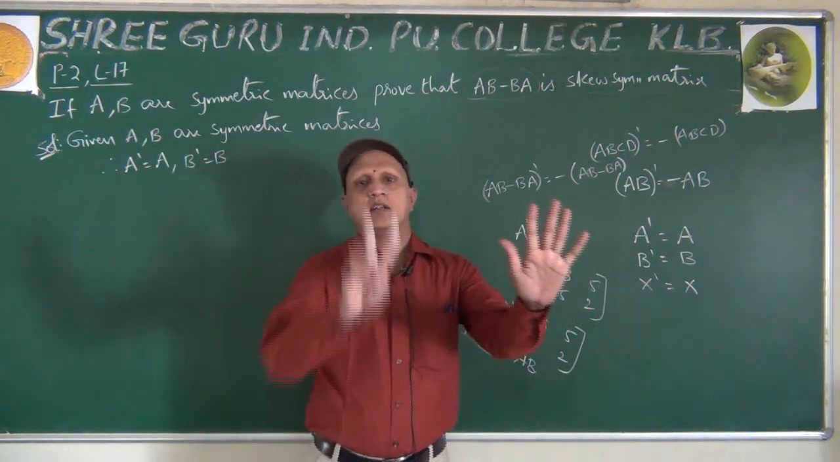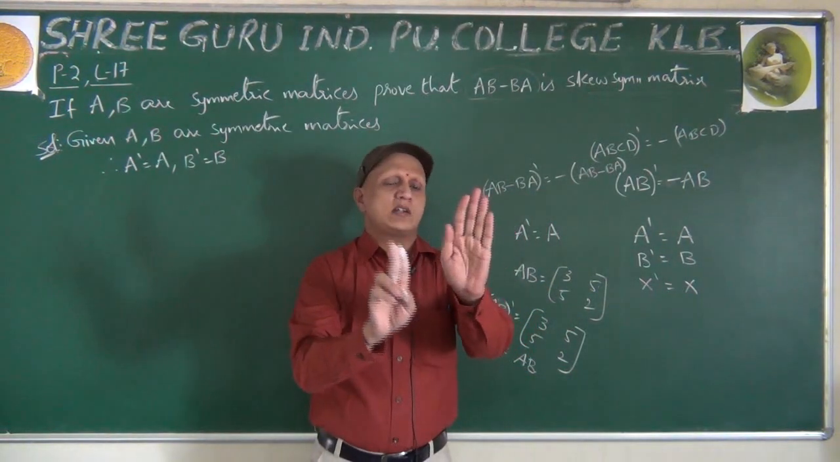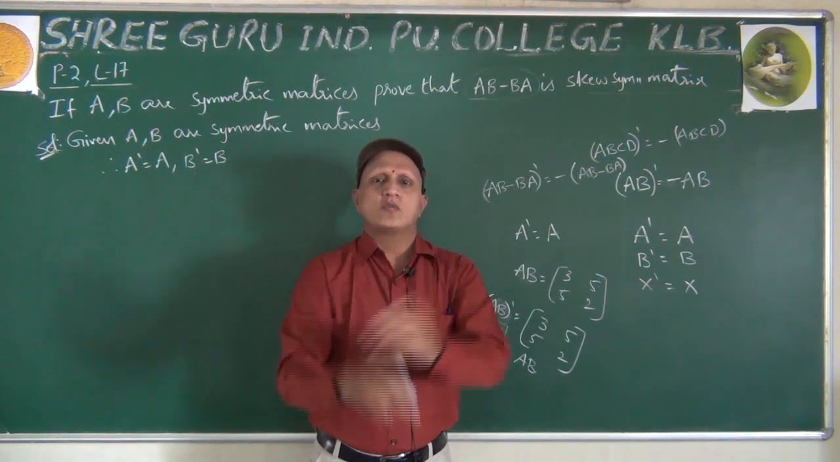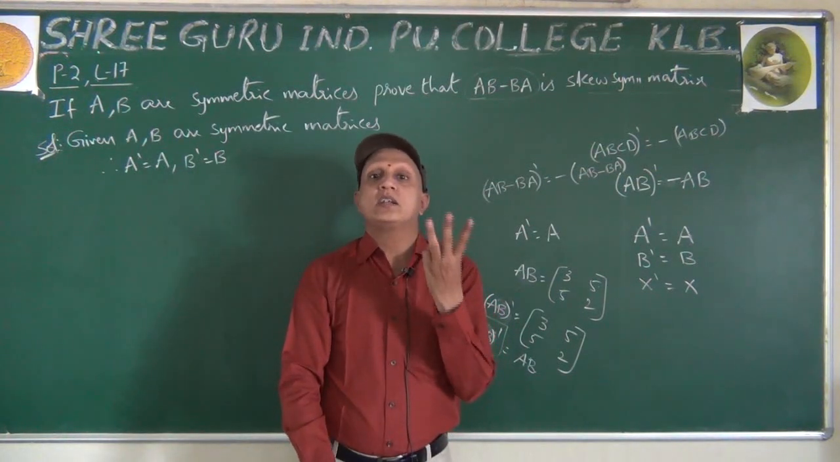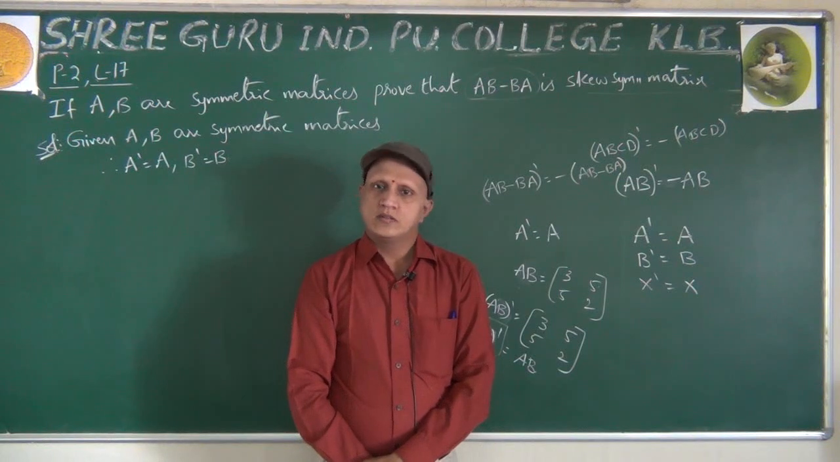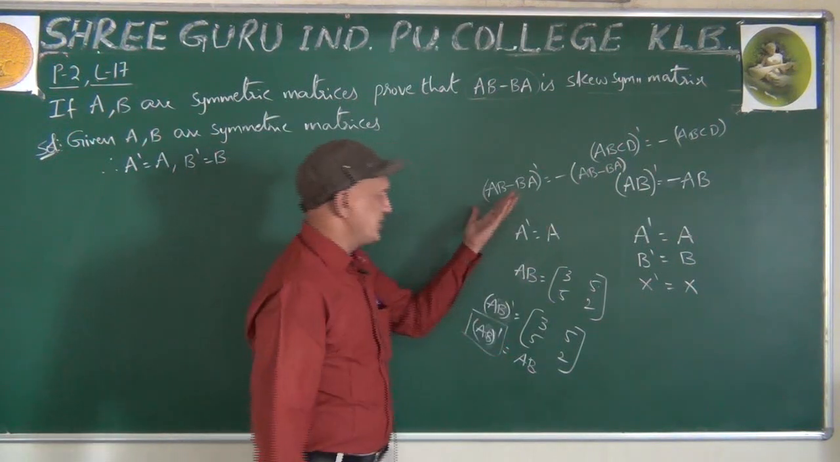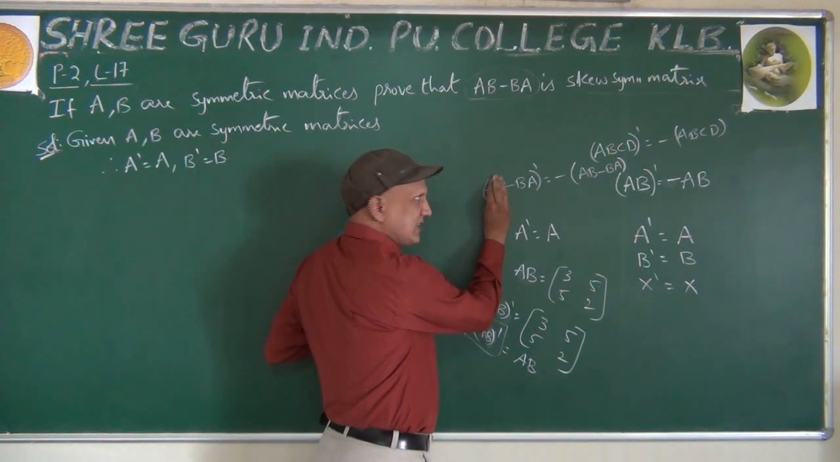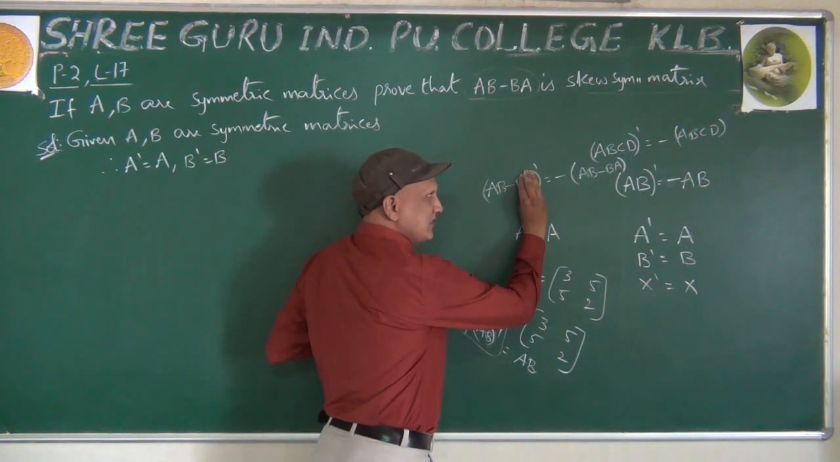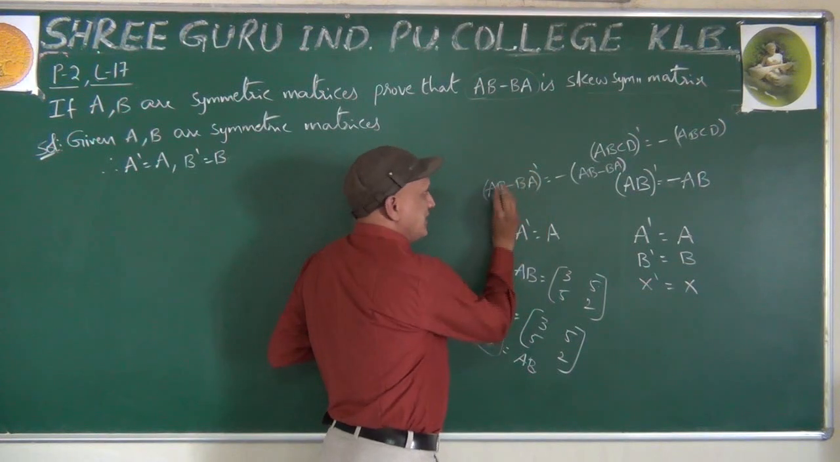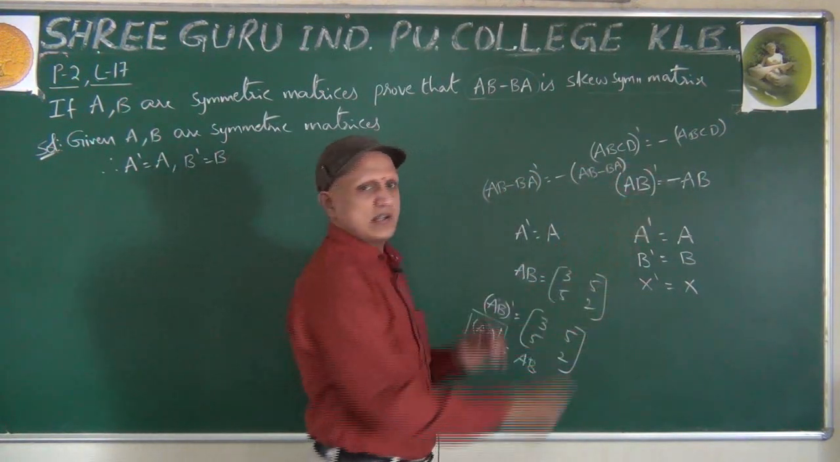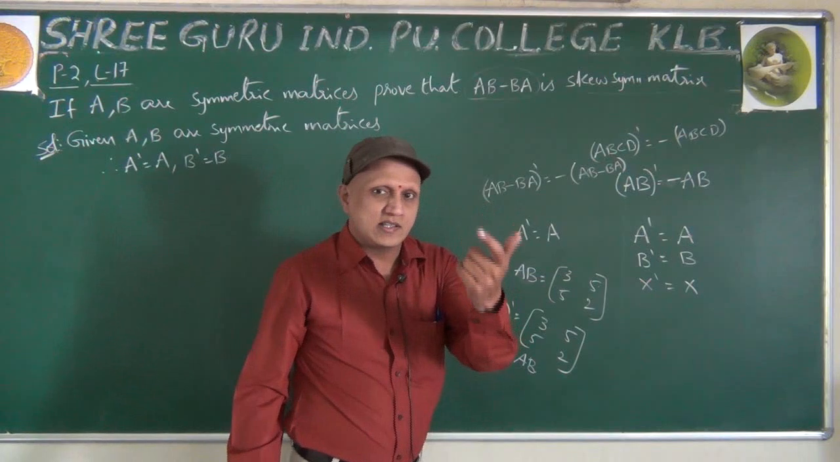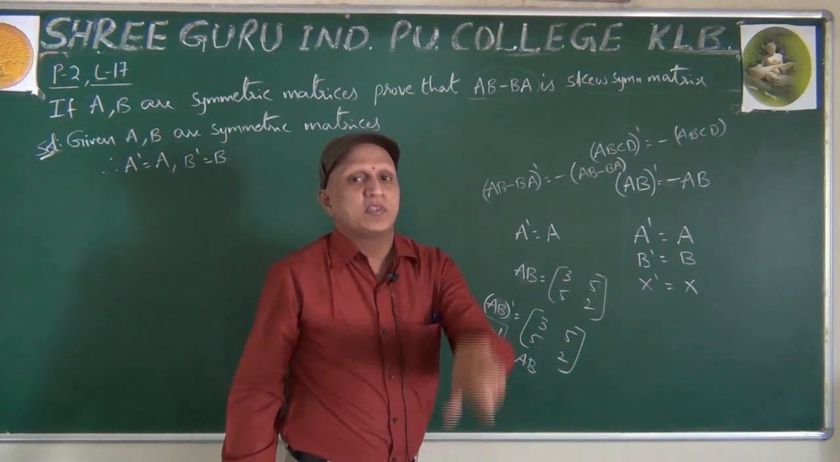5 chocolates are there, 2 chocolates are there. Subtract 2 chocolates from 5 chocolates. What we get? 3 chocolates only. Right? Biscuits won't come. So same. A is a matrix, B is a matrix. This complete is one matrix. B is one matrix, A is one matrix. This complete part is one matrix. Matrix minus matrix, another matrix. That another matrix we have to prove is skew symmetric.